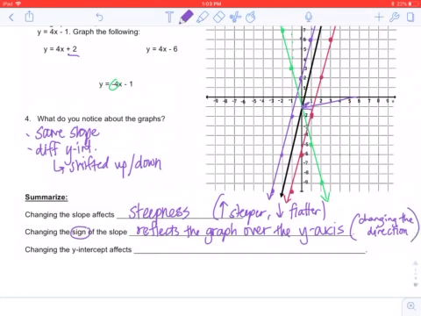Changing the y-intercept affects the position. This is when you would translate the graph. So thinking back to last year, we talked about reflections as a transformation and translations as a transformation. Same thing with equations. You can still reflect and rotate and translate, all the things you can do with a triangle, you can do to a function itself, okay?